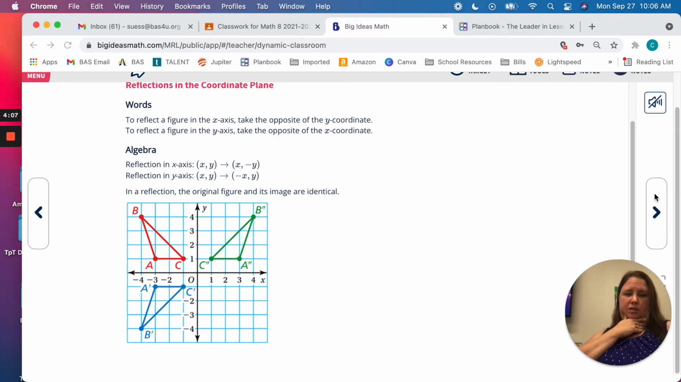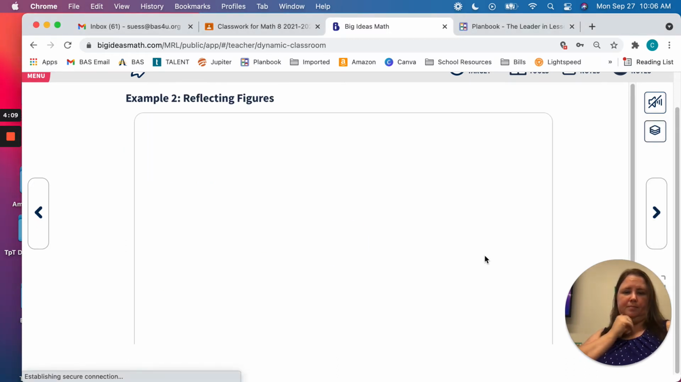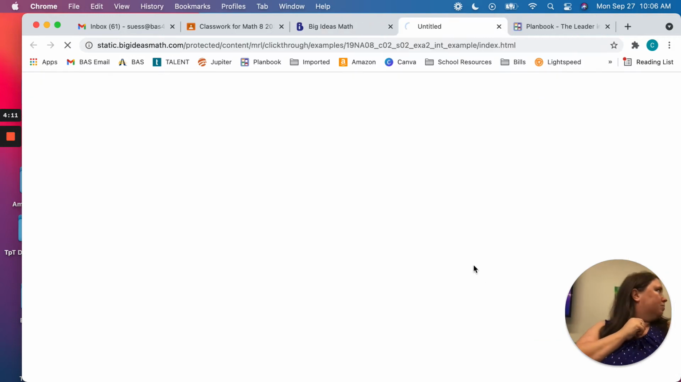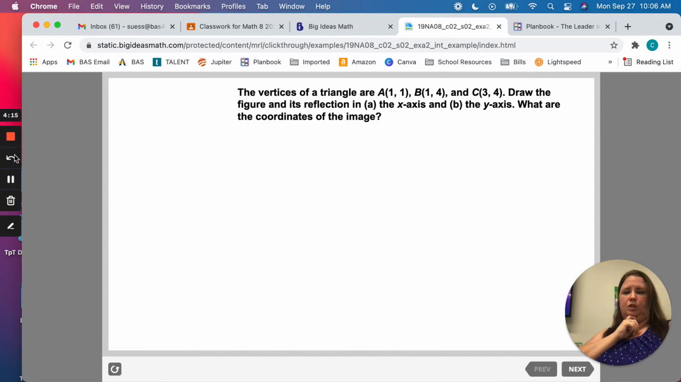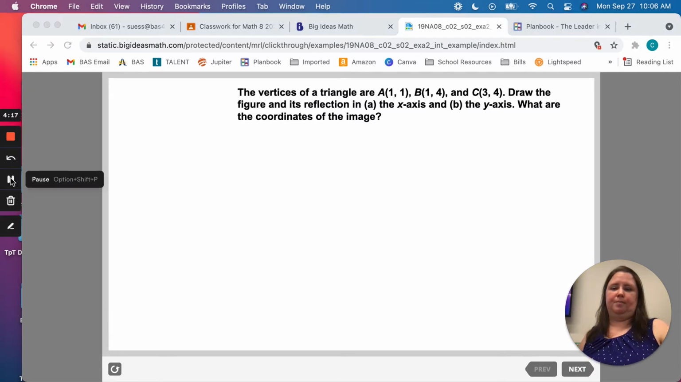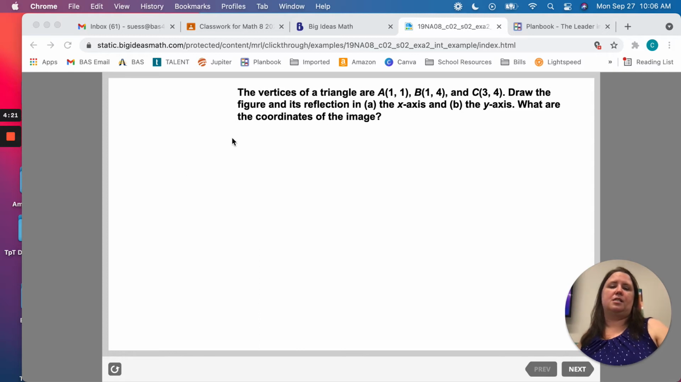All right, so let's do this. Example 2. Do you need it up here on the screen? No, I just got it. Okay, so let's talk about this reflection. The vertices of a triangle are listed as A is (1, 1), B is (1, 4), and C is (3, 4). So these are the points on the triangle, yes? We're going to draw the figure and its reflection. So the first thing you need is a coordinate plane.